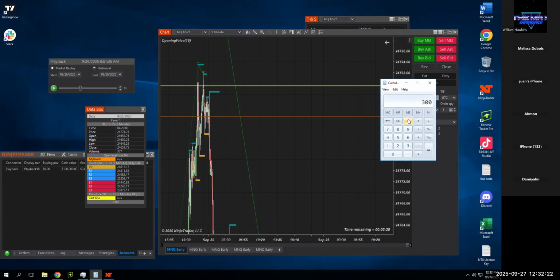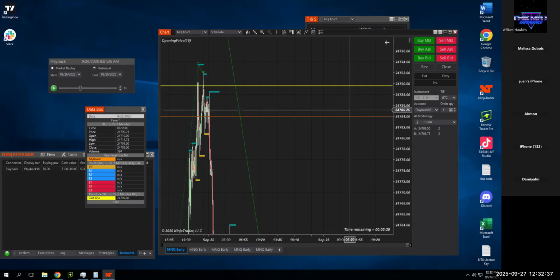5 points, and we can do the math of 5 points. When you have 5 points, there's four ticks every point. So times that by four, that's 20 ticks. 20 ticks times $5, there's your $100. If it closed above this line, I will wait for it to come back down.